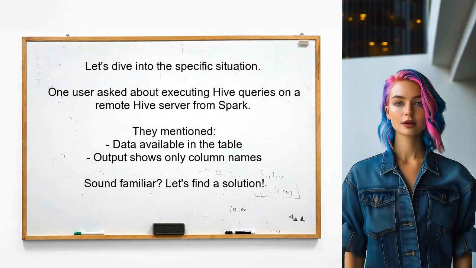Let's dive into the specific situation. One user reached out with a question about executing Hive queries on a remote Hive server from Spark. They provided a code snippet and mentioned that despite having data available in the table, their output only shows column names. Sound familiar? Let's find a solution together.